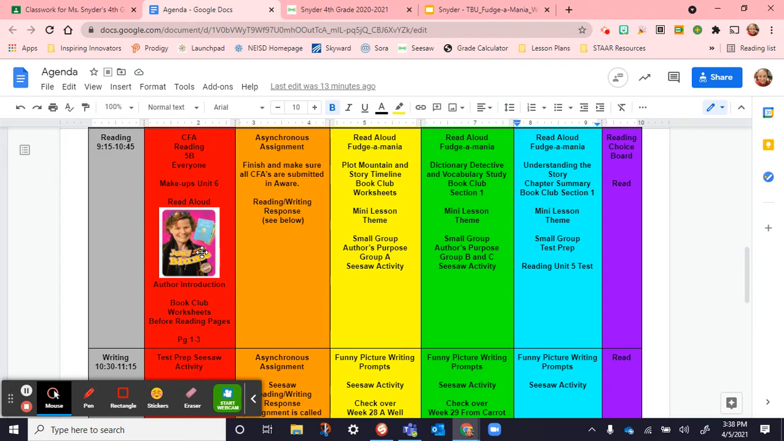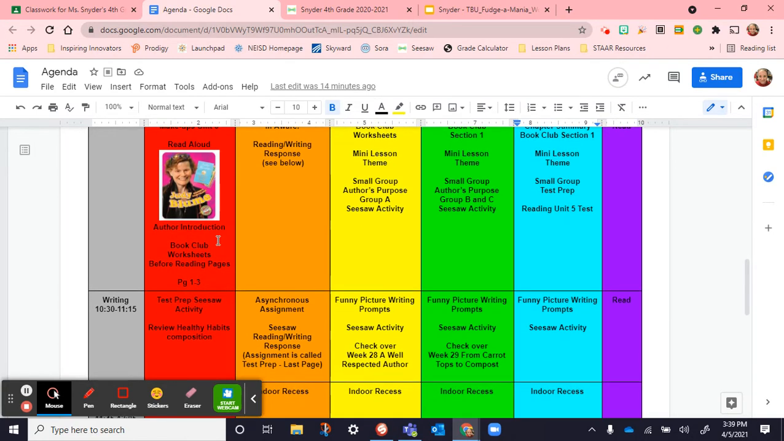So we did the read aloud, and then we read that book. We did pages 1 through 3. We did our CFA makeups, and then I'm going to record chapters 1. What did we read? We left off at 3. So we read chapters 1 and 2. So I'll record those on a different recording. So make sure you listen to those so you can follow along with the book.